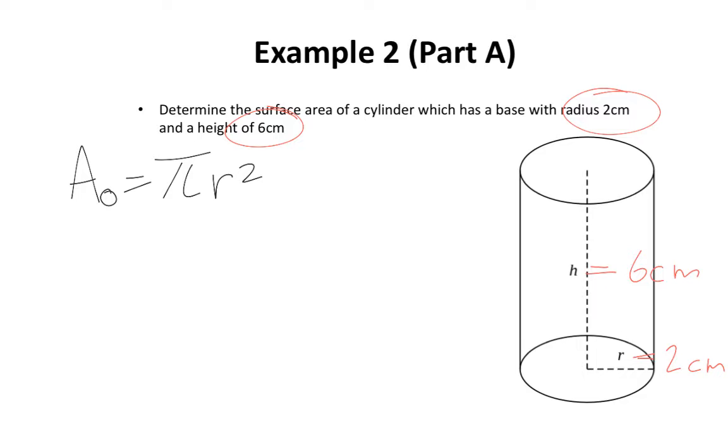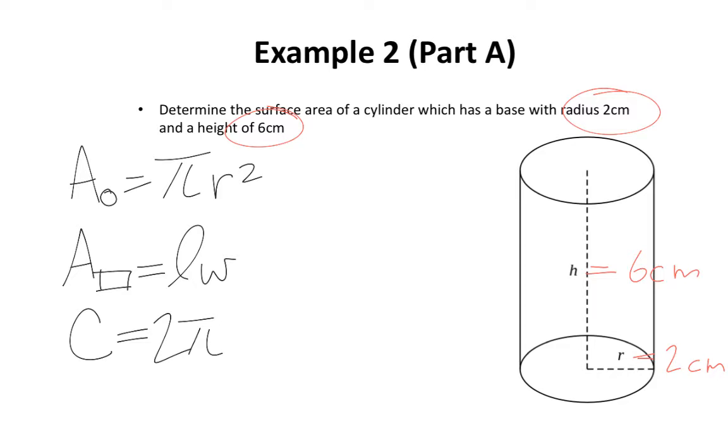Now, how do you figure out the surface area of the curved part of the cylinder? Well, the curved part of the cylinder actually is a rectangle. So that is just length times width. We need to use one other equation, which is not necessarily obvious. We need to find the circumference of the top and bottom of the cylinder. And if you recall, the equation for circumference is 2 pi r, or pi multiplied by diameter.